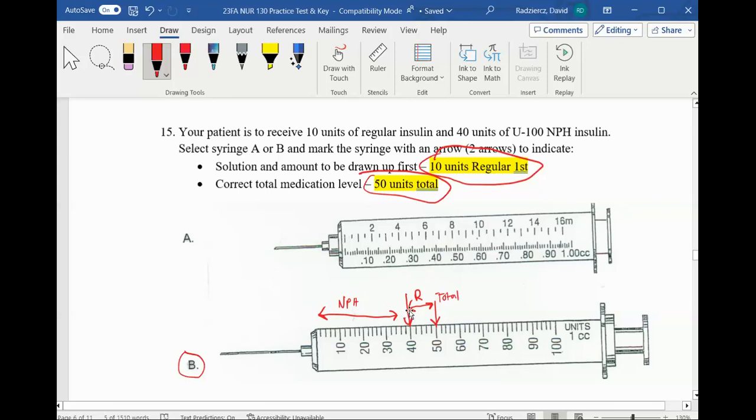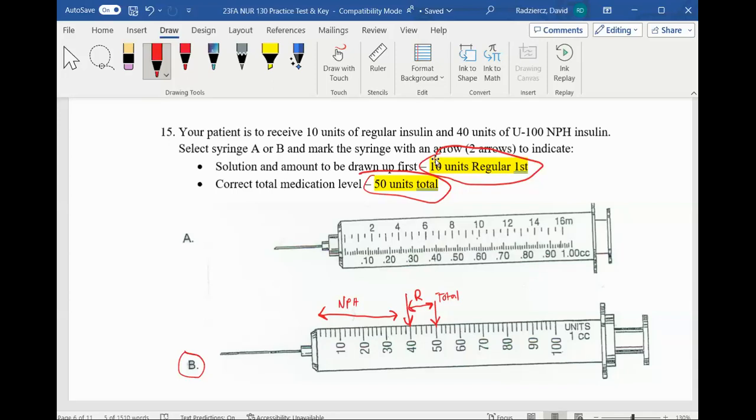And it's not that you're necessarily marking it incorrectly. You're just, well, you are marking it incorrectly. And it's just because of the nuance associated with how they want you to mark it. So I'm going to try and show you that. But I always make sure I write, okay, solution amount to be drawn up first. So it's 10 units, regular insulin first. You know that regular is always drawn first.